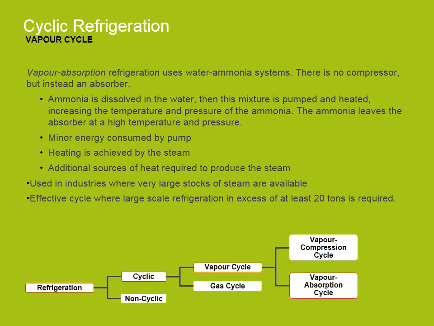However, heating is achieved by the steam, which requires an additional source of heat to produce. Vapor absorption is mainly used in industries where there are very large stocks of steam available. The cycle is more effective where large-scale refrigeration in excess of at least 20 tons is required.